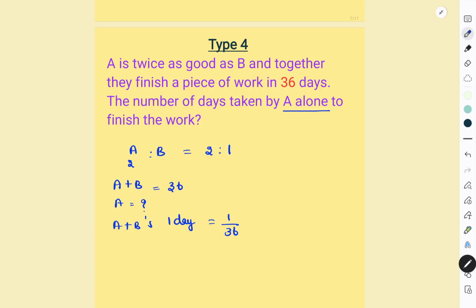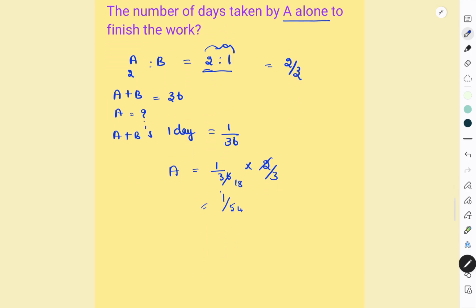Okay, so this is the ratio, right? So add this, we get 3, right? So A's efficiency is 2 by 3. Okay, a plus b is 1 day work equal to 1 by 3. So we need A's, right? So A's we get 1 by 36 into 2 by 3. We get 18, 3 8s are 54, that is 1 by 54. So A's 1 day work equal to 1 by 54. So A can do the piece of work in 54 days. So this is the answer.